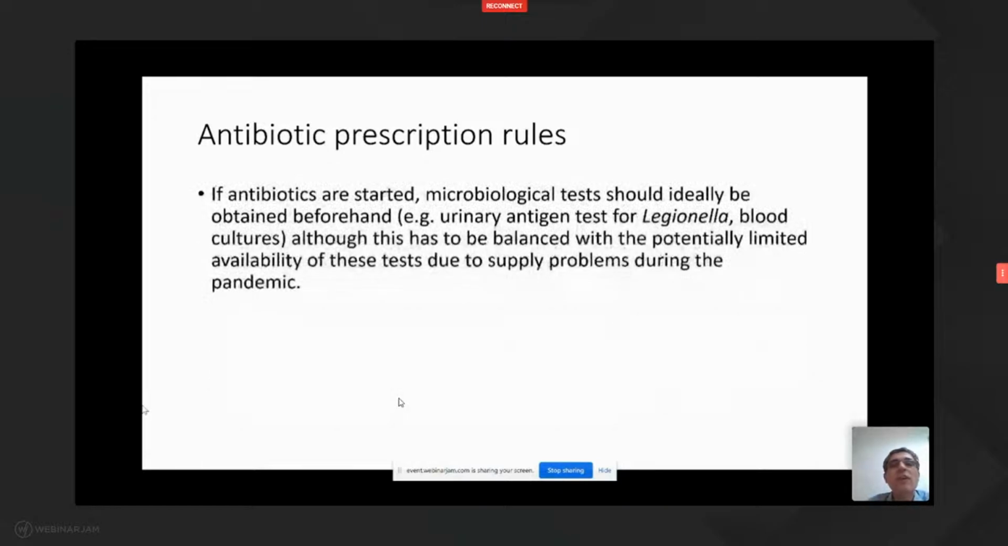So the rule is that if antibiotics are started, you should ideally obtain microbiological testing. This may include a urinary antigen test or blood cultures, which should be done. This has to be balanced with the availability of these tests, especially in our country, and there is of course a cost constraint also involved, because when we start treating patients, there is a limitation on what we can use and what we cannot. Doing blood cultures in this situation has potentially very low yield and may not be advocated, especially when you don't have severe pneumonia.